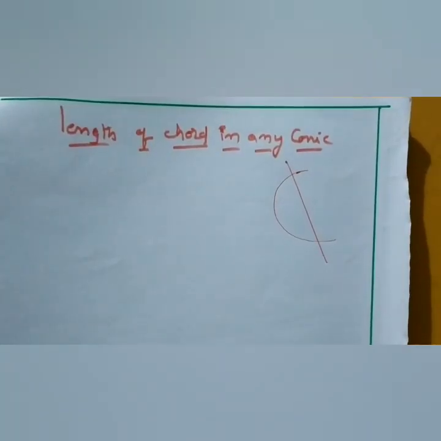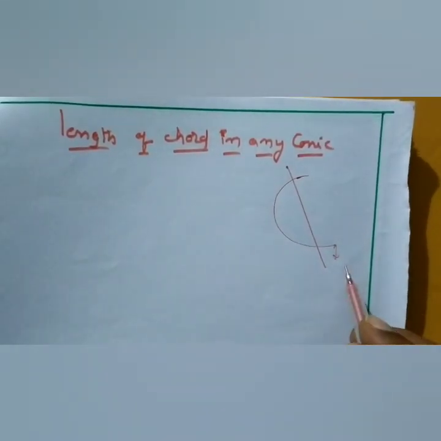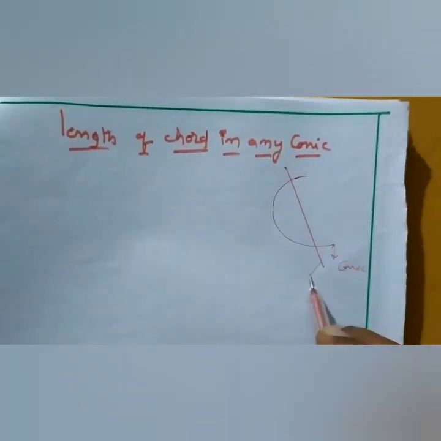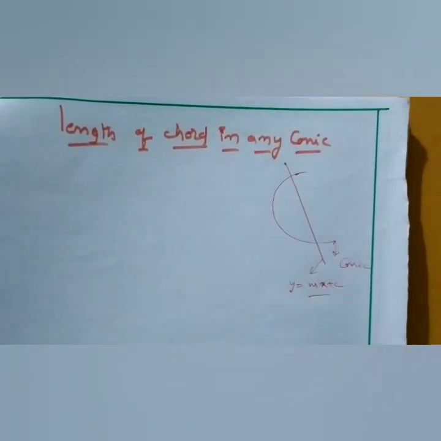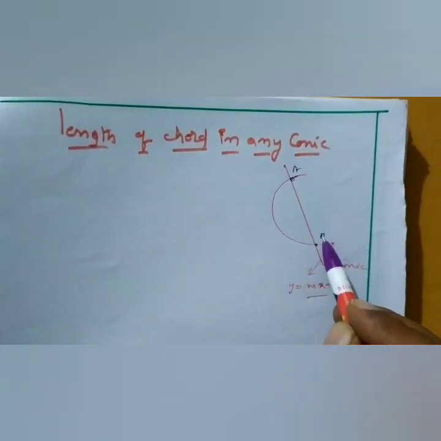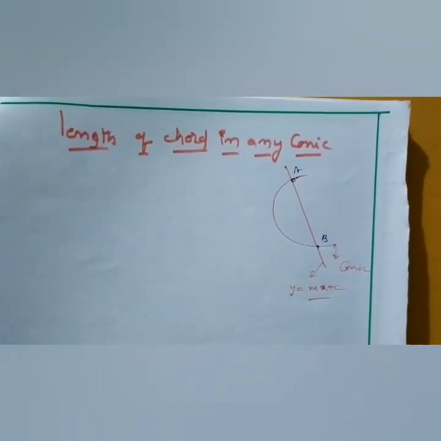Hello students, here is the length of the chord for any conic. See, the figure shows a conic. It can be a parabola, hyperbola, ellipse, whatever it is, and this is a line, y = mx + c. Let us assume this is the line. The line intersects the conic at two distinct points, let us say A and B. This is the length of the intercept. So in this class we are going to learn how to find the length of the chord AB.